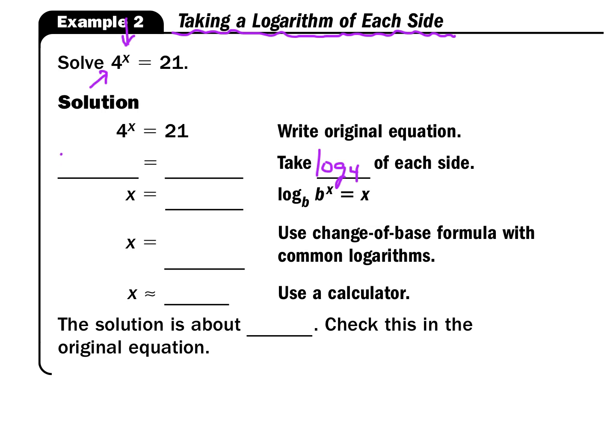So that would be log base 4 of 4 to the x power equals log base 4 of 21. So that isolates my x. Log base 4 of 4 essentially cancels out, and the x is left. And so I get x equals log base 4 of 21.